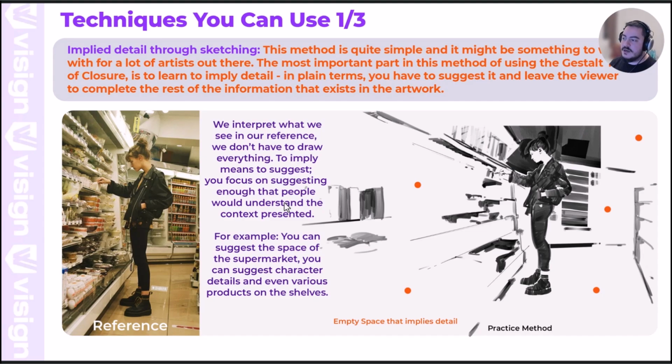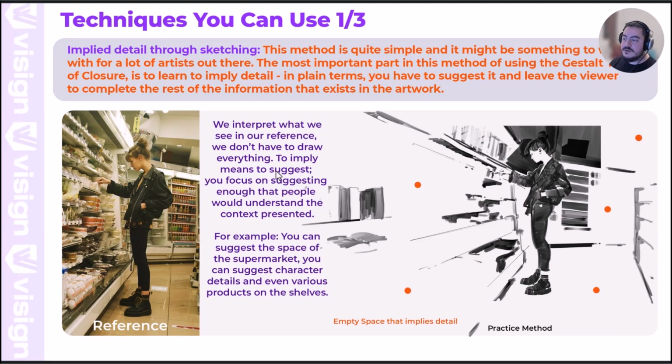And here we have a very clear example. We have the reference here on the left side, and here we have the example where I left, you see these orange points here. These are areas mainly that I left undefined on purpose. So there's purposefulness in this type of process. You'll see that there's just some lines and doodles here. There's nothing crazy going on. And basically we interpret what we see in our reference. We don't have to draw absolutely everything.